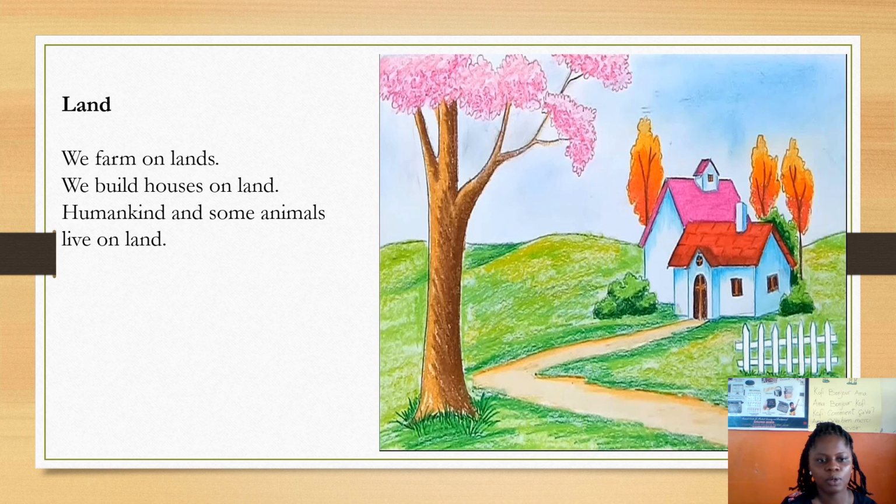Also, the environment provides us with land, which we could farm or build houses on. Both animals and human beings live on land.